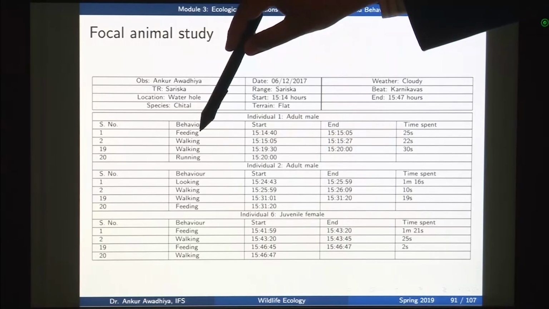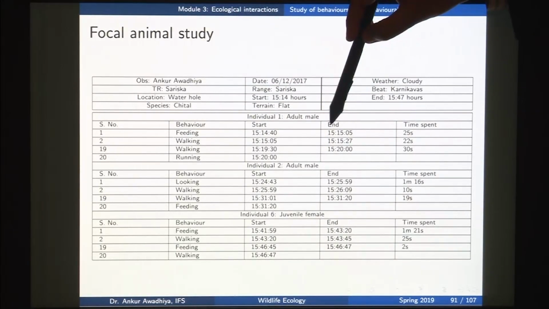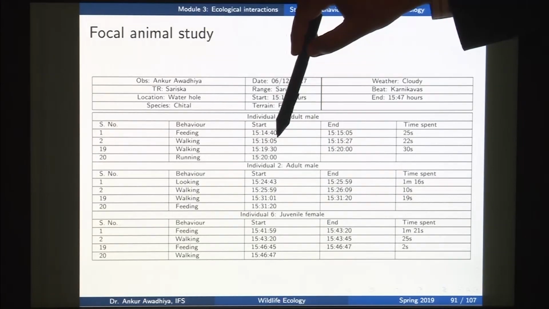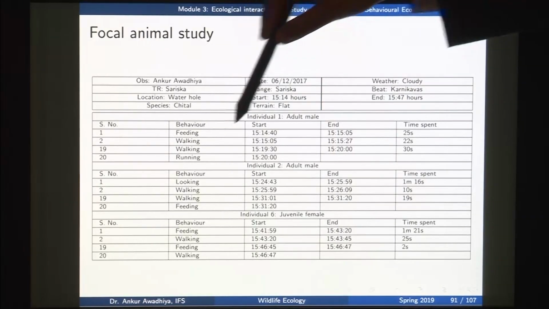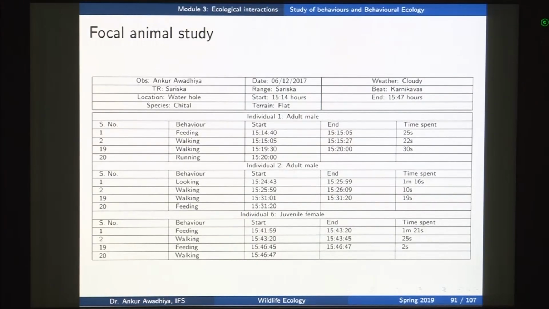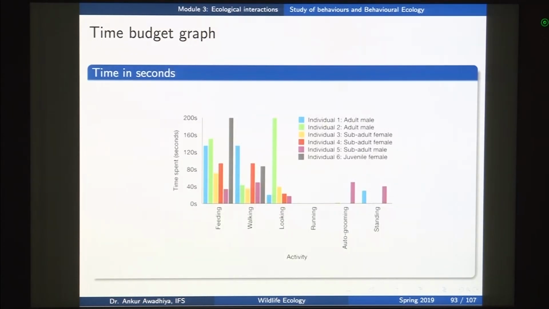After that it shifted from feeding to walking. We had ended at 15:15:05, so from 15:15:05 till 15:15:27, for 22 seconds, it did walking, and so on. By this method we can understand what each and every animal is doing for the designated periods of time, and from that we can come up with a time budget table or a time budget graph.